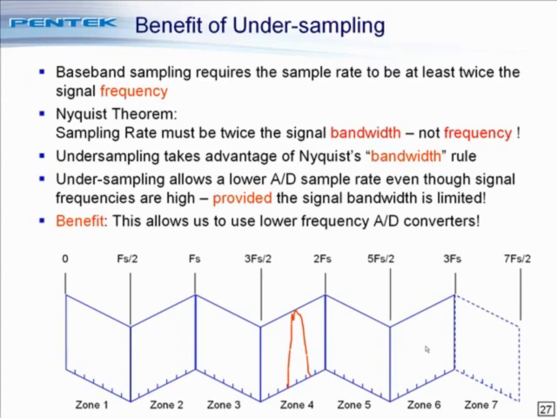For example, if you had to use an A to D converter that was twice the frequency of the signal in zone 4, you would have to use a sample rate perhaps 4 or 5 times higher than Fs. So it could be a much more expensive, larger, and lower resolution A to D converter.